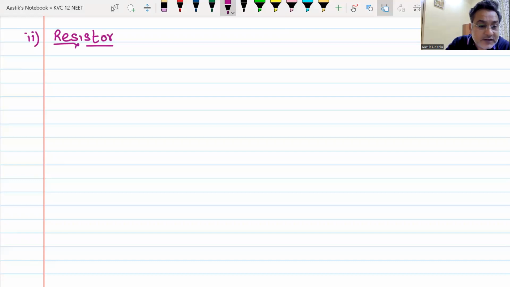The second type of sign convention comes for a resistor or resistance, and it is always similar. Remember, whenever you are moving from higher potential to lower potential, high to low, it will be negative. Do we understand this, or has this gone above our head? High to low is always negative. Shall we move ahead? Yes, sir.